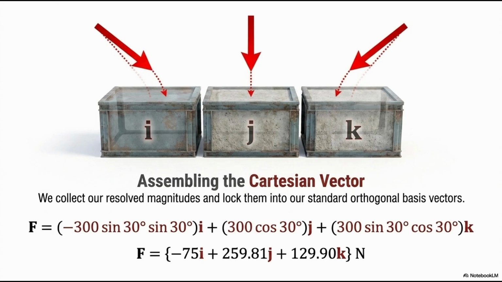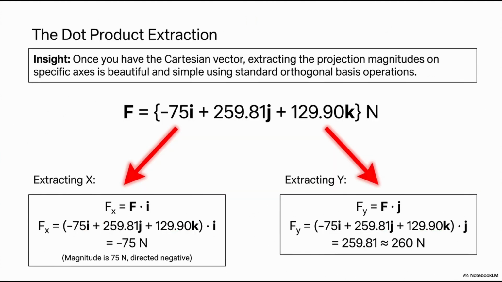Now, we can collect these values and drop them into our i, j, k storage boxes to form our complete force vector expression. Once you have the Cartesian vector, extracting the projection magnitudes on the x and y axes is beautiful and simple using the dot product. Multiplying the force vector by the unit vector i extracts the x projection, which is directed along the negative x-axis. Multiplying the force vector by the unit vector j extracts the y projection.